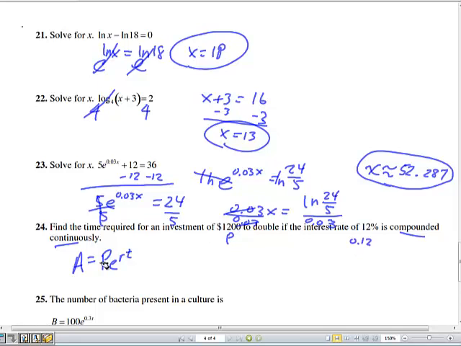Now it seems like we don't have enough information, but we do. We want to double our money. So if we start out with $1,200, we double it. That means A has to equal $2,400. So now it's going to be 2,400, that's A, is equal to P, 1,200, times e to the 0.12T. Divide both sides by 1,200. There's that magic 2 that I showed you in the shortcut.